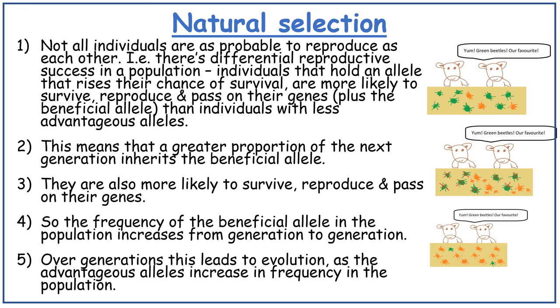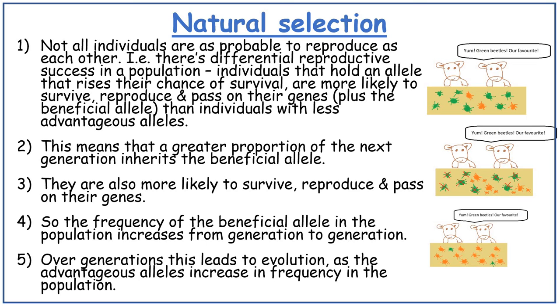Not all individuals are as likely to reproduce as each other. There's differential reproductive success in a population. Individuals that hold an allele that raises their chances of survival are more likely to survive, reproduce and pass on their genes, plus the beneficial allele, than individuals with less advantageous alleles. This means that a greater proportion of the next generation inherits the beneficial allele.